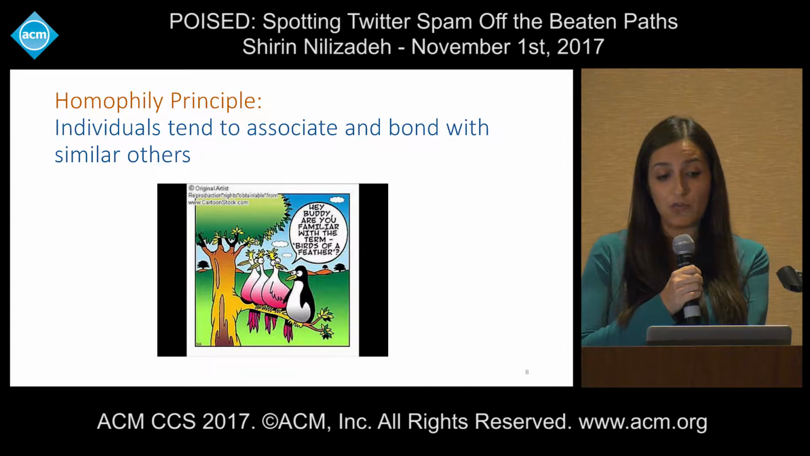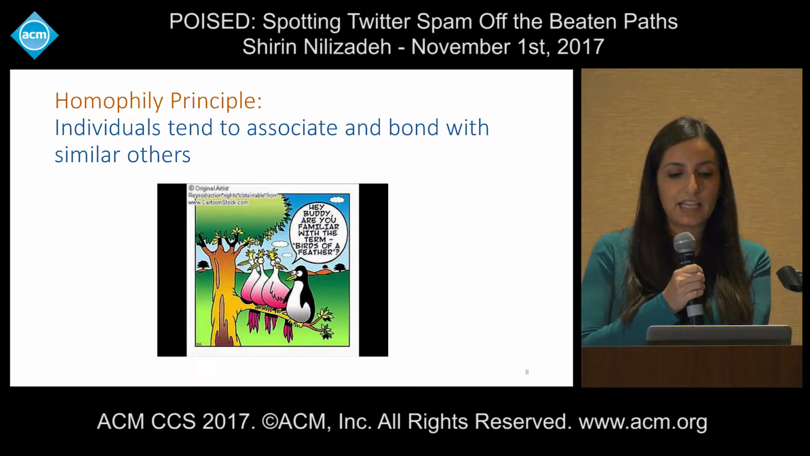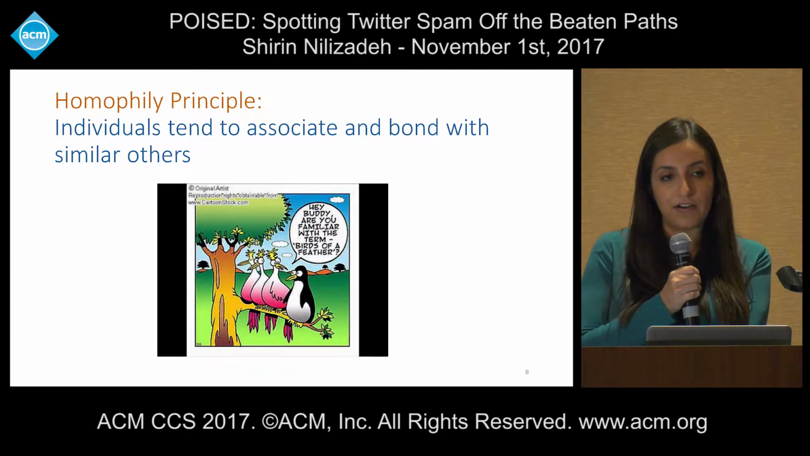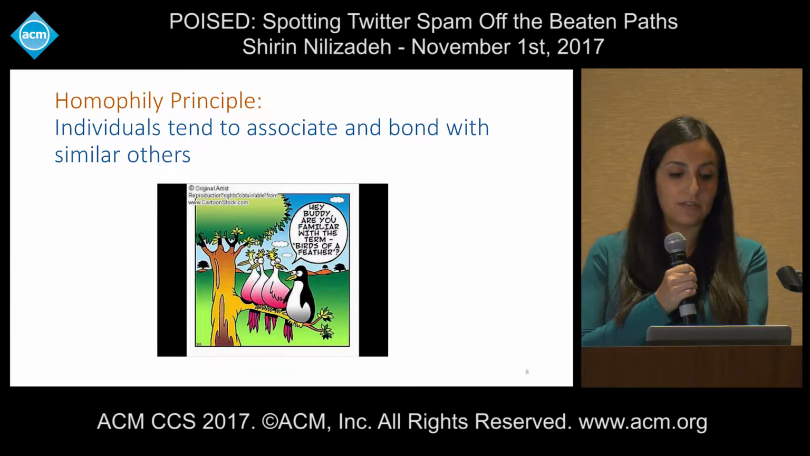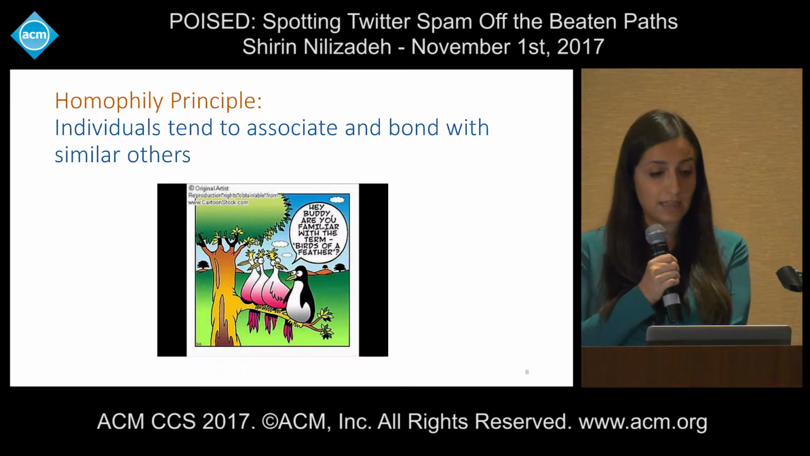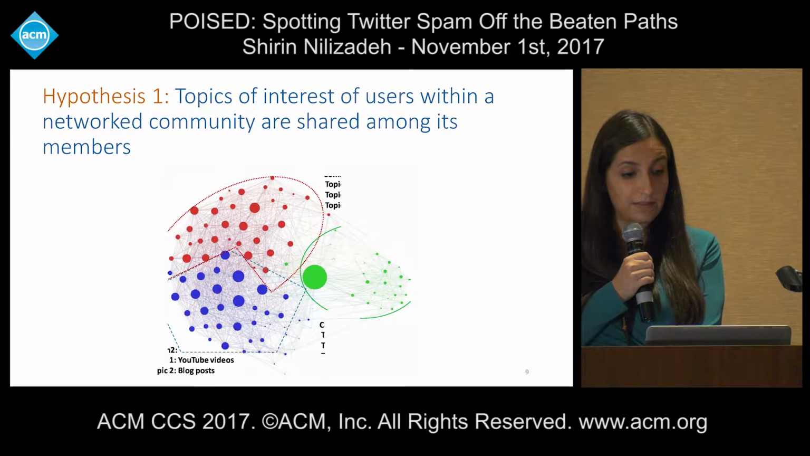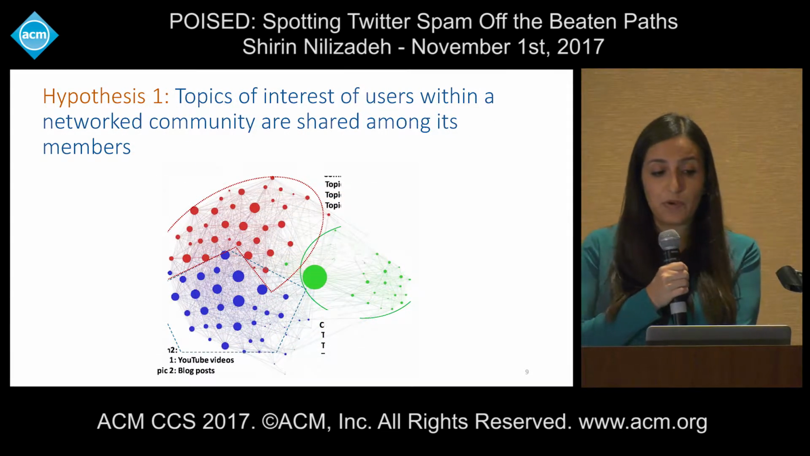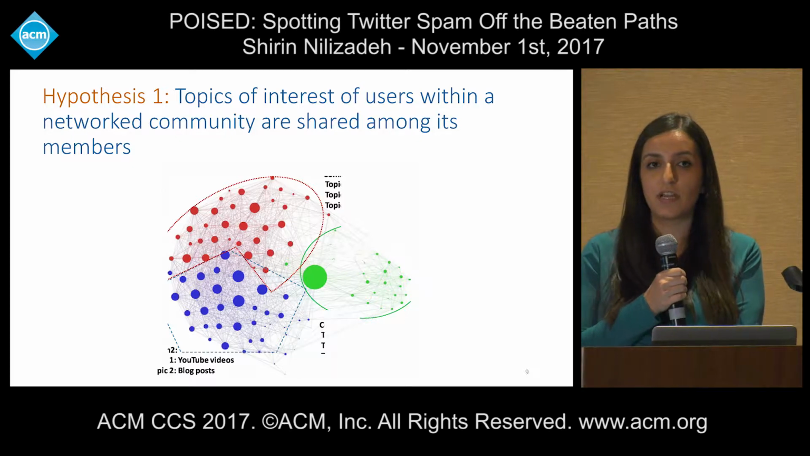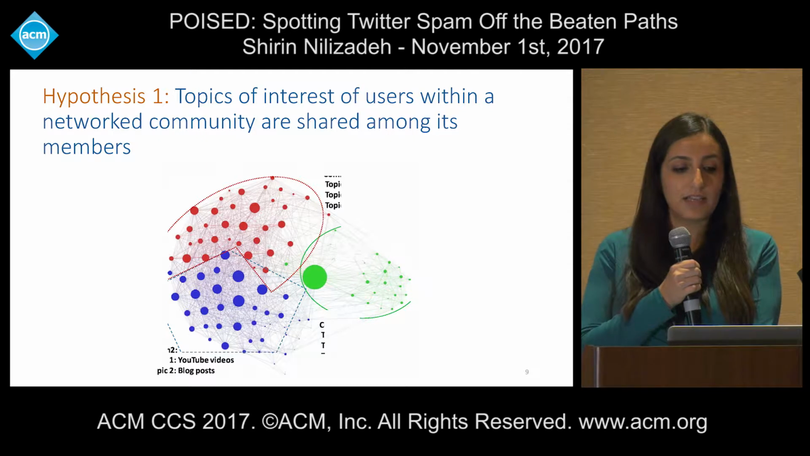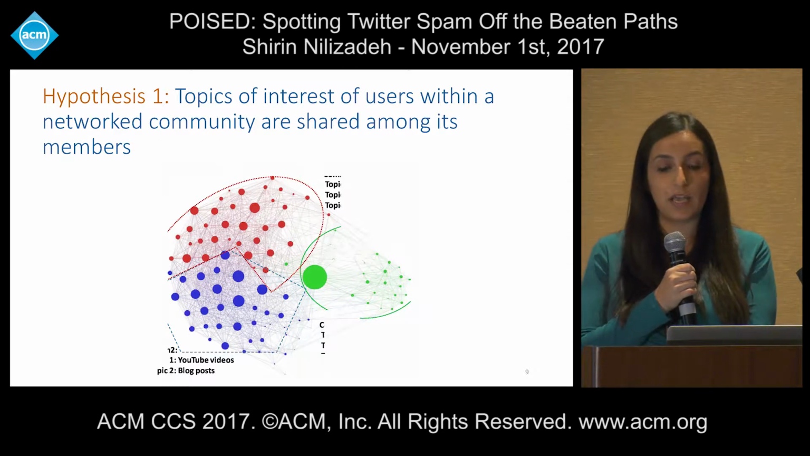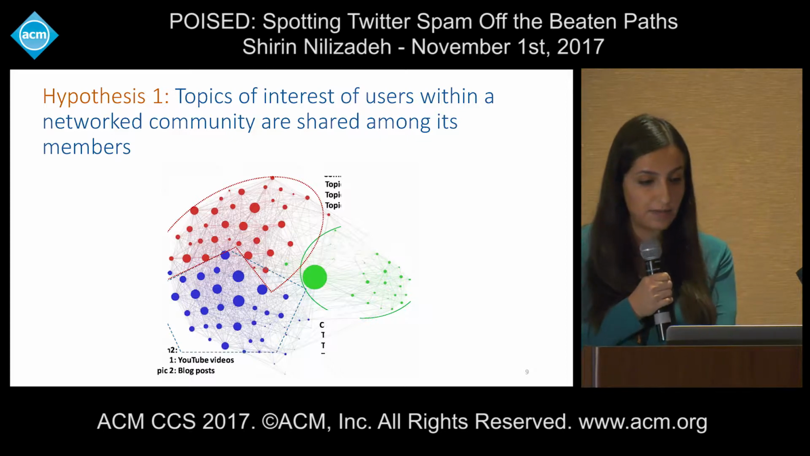Poised was inspired by the Homophily Principle, where individuals tend to associate and bond with similar others. There is a vast array of work showing that in social networks, people try to connect to people who have the same characteristics as themselves. Based on this, we came up with the hypothesis that if people in a social network are connected to each other based on the homophily principle, then they should share similar topics of interest, especially among network communities.